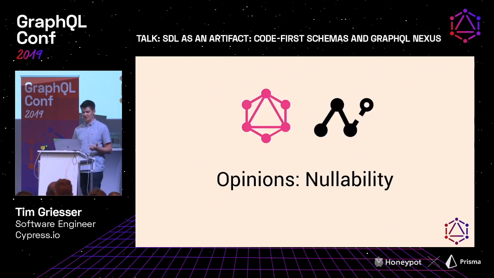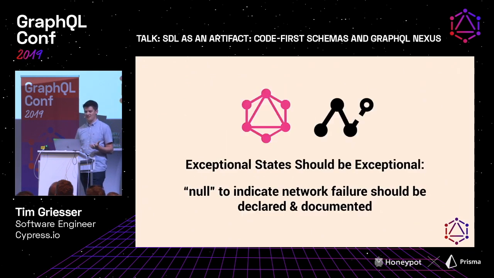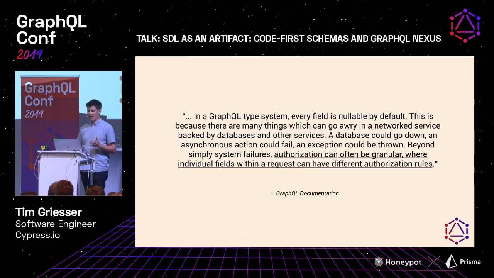I mentioned that the library has some opinions. One of them is on nullability. So there's this quote in the GraphQL documentation that in the GraphQL type system, every field is nullable by default. And the reasoning they give for that is that a database could go down, an asynchronous action could fail, an exception could be thrown, which is valid. But I think that exceptional states should be exceptional, and that null to indicate network failure should be declared and documented. And when you have everything nullable by default, you're sort of punting that problem to every consumer that then has to do the null check on the field.